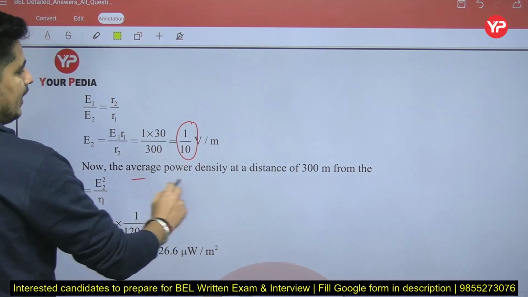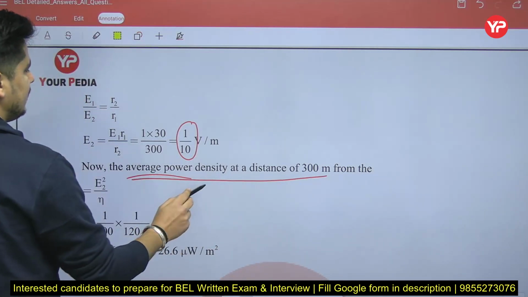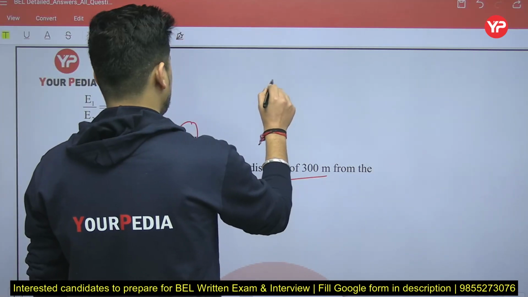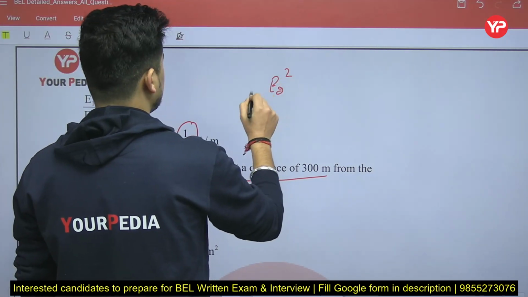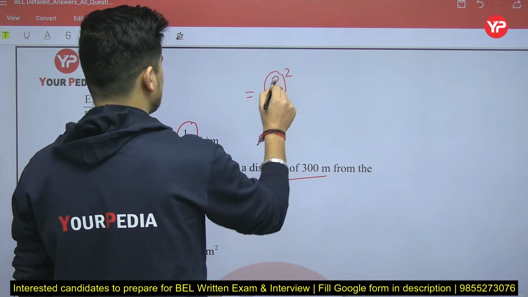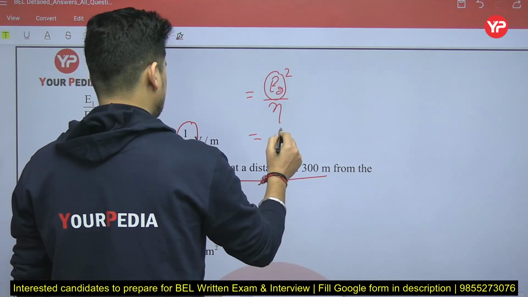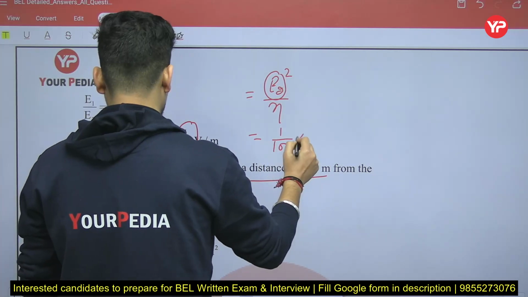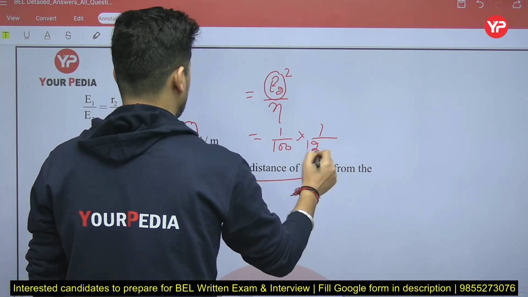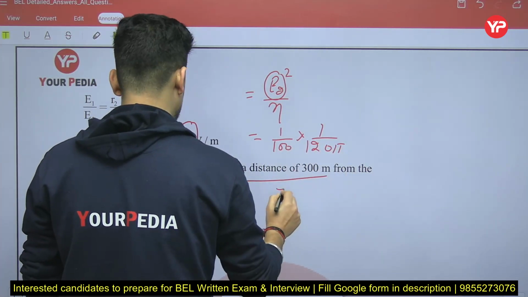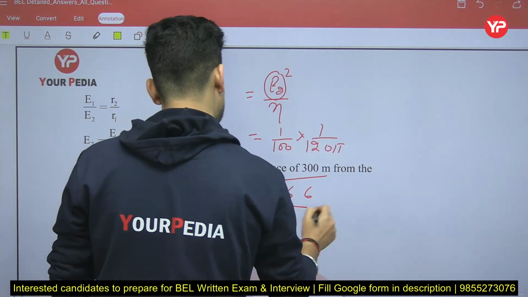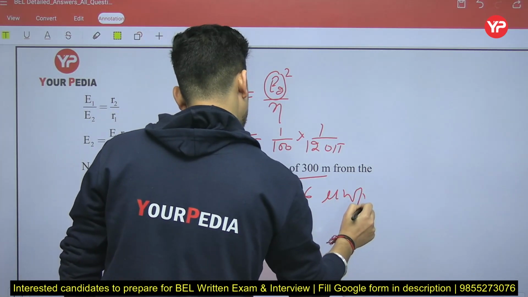And what is the average power density? That will be E2 square, because we are taking that the electric field is given in the RMS form. E2 square divided by eta, and you can plug in the value 1 by 100 into 1 upon eta, which is 125 for free space. When you calculate it, that will be 26.6 microwatt per meter square.